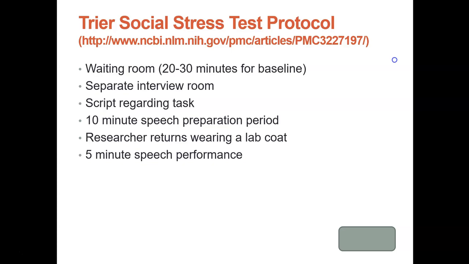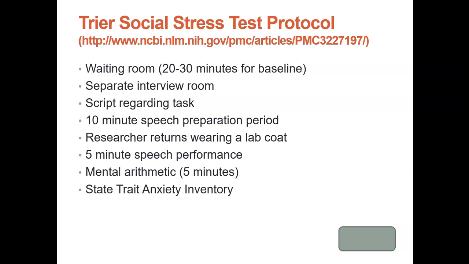During this time, the researcher is writing on their clipboard, looking somewhat disapprovingly or neutrally at best at the participant, and it's a fairly stressful interaction. Then they do a 5-minute mental arithmetic task, which I've already explained. And then they take what's called the State Trait Anxiety Inventory.